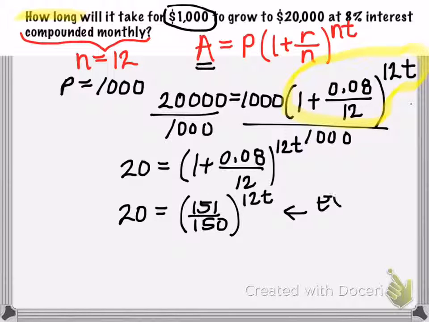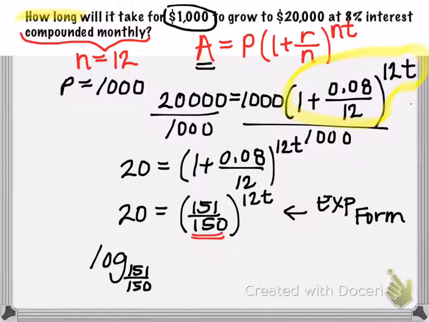So remember, this is an exponential equation. In other words, this is an exponential form. So then to get it out of exponential form, well, you have two options. You can rewrite it in its corresponding logarithmic form, or you could take the log of both sides. But my preference is always to rewrite the equation in log form. And to do this, remember, you always just begin with the base. The base will become the base in the logarithmic form. So when you convert this, you'll have log base 151 divided by 150 of 20 is equal to 12t. So to solve for time, then we would divide both sides by 12.